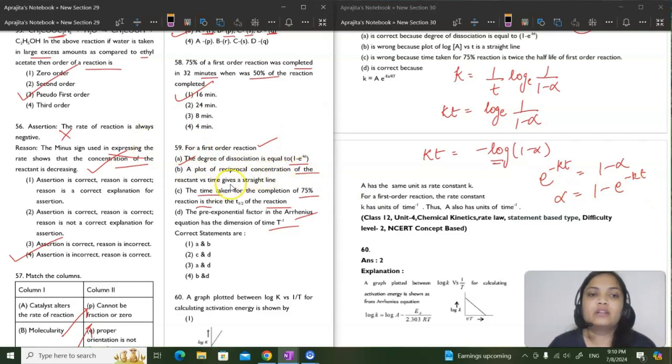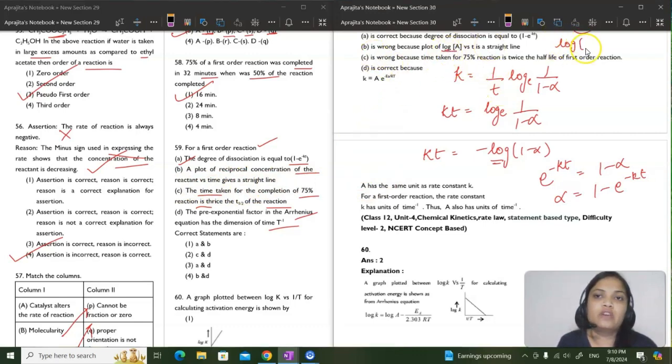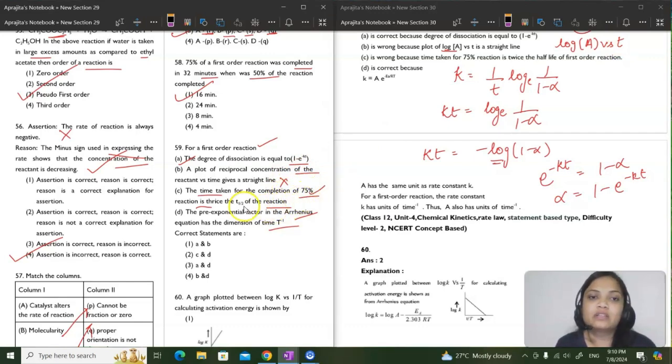Plot of reciprocal concentration of reactant versus time gives a straight line. So it is wrong, because it is not the reciprocal; the plot of log of a versus t is a straight line. Okay, so this is wrong. And if I talk about first order reaction, the time taken for 75% completion is twice the half-life of the reaction. You can calculate that.